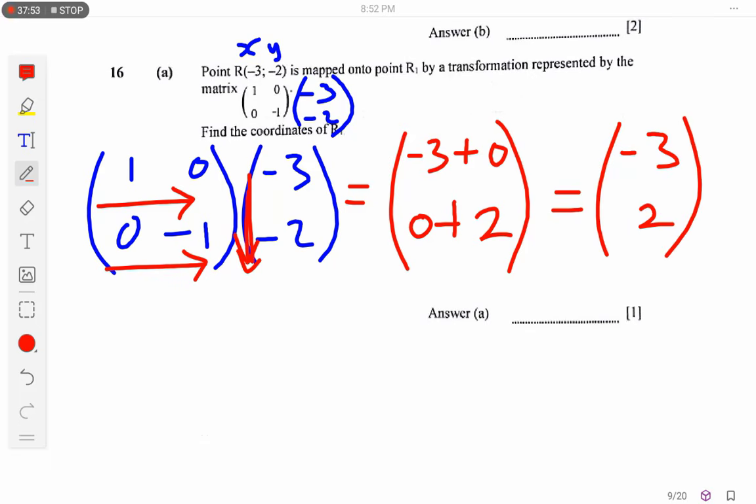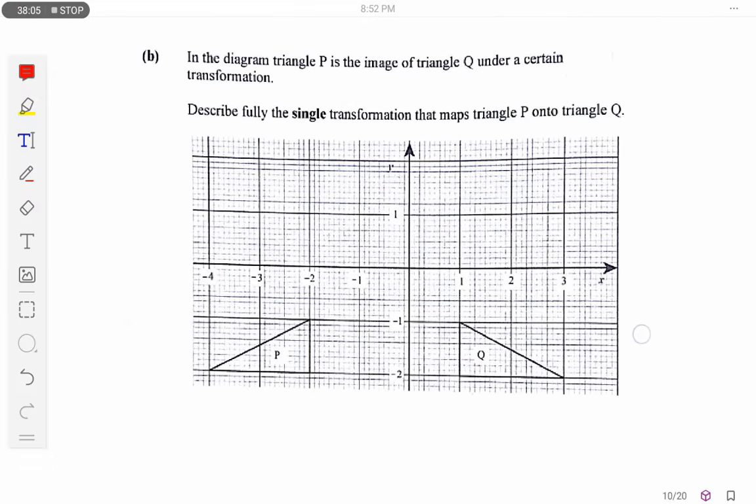Okay, so coordinates, remember this is x, this is y. So you can write the coordinates -3 and 2 there, like that. Okay, let's move on to the next question. The next question is saying we are given this diagram, triangle P. So this is our P here. Let me just rewrite, and this is our Q there so that we can see. And we want to see how we transform from P to Q.